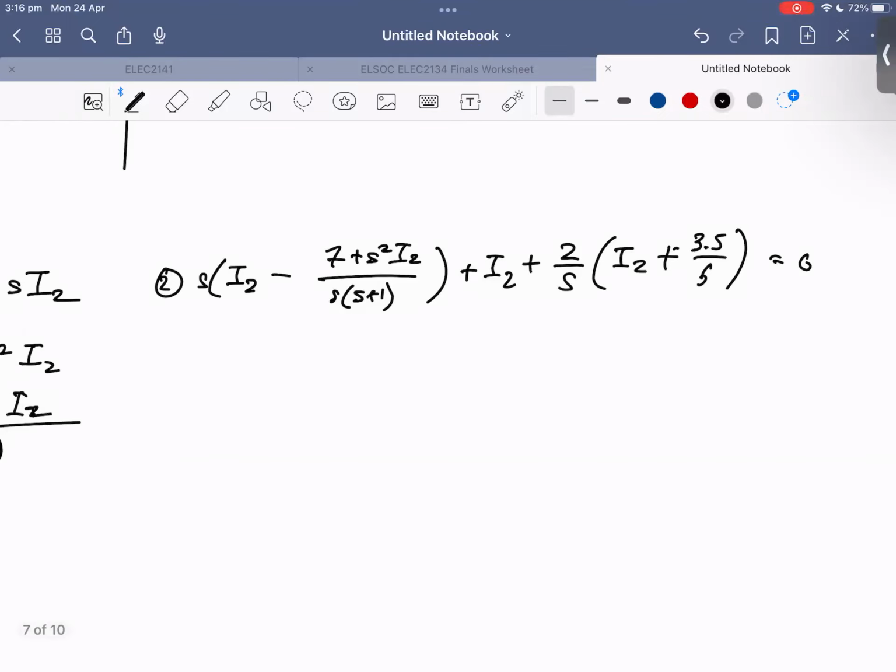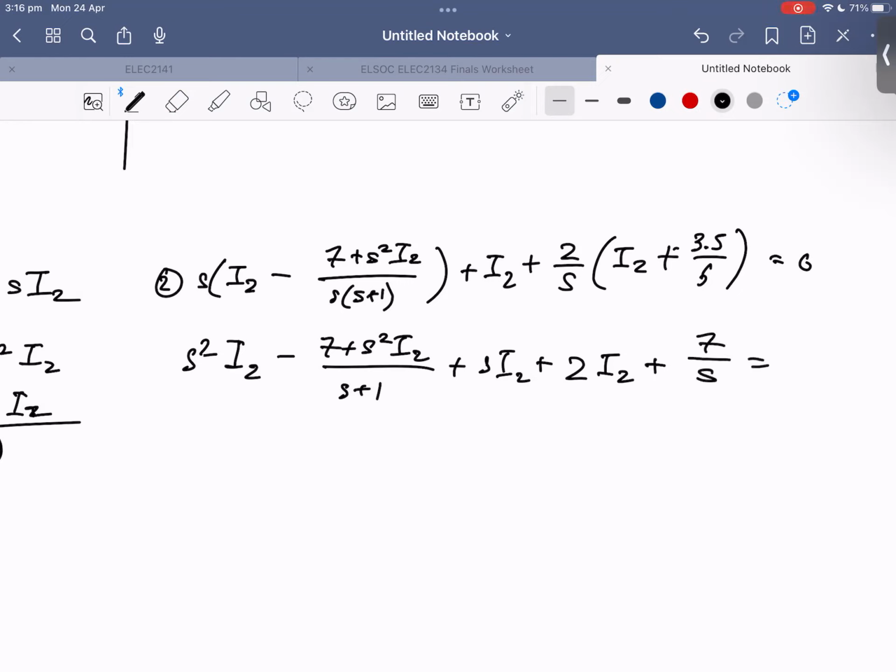Okay, so how should I go about this? Okay, I'll times everything by S squared. So I've got S squared I2, S squared I2 minus 7 plus S squared I2 over S plus 1 plus S times I2 plus 2I2 plus it's going to be 7 on S.